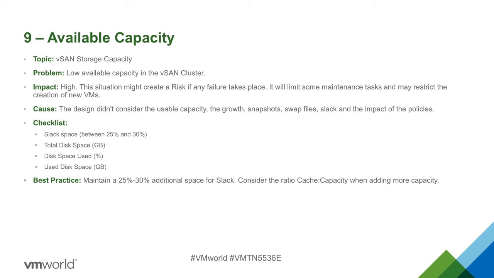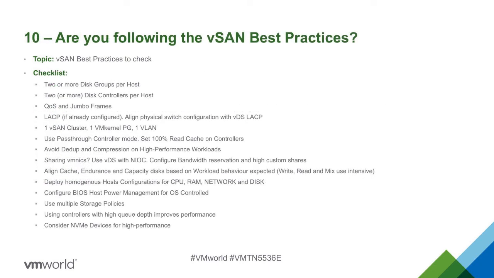What can we use? Of course, the slack space, we may use PowerCLI, we may use the vSphere client, okay? And last but not least, we have here the main vSAN best practices, okay? And now the question is, are we following the vSAN best practices? This is super important, especially for new vSAN clusters, and even more important for our current vSAN clusters, okay? So it is fantastic to check every single line in this list of best practices just to be in compliance with our vSAN, okay?